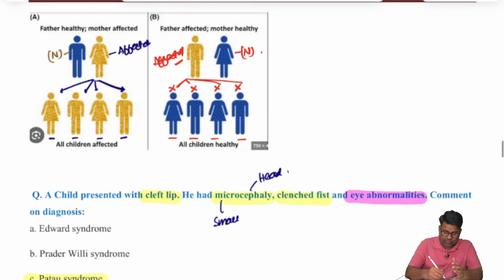Right, and here one important thing has to be mentioned about the eye abnormalities. It means the distance between the two eyes is less, and at times the two eyes become one eye. Right? So this is the classical eye abnormality in a case of Patau syndrome.